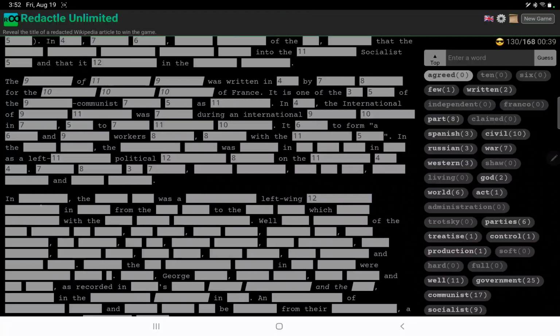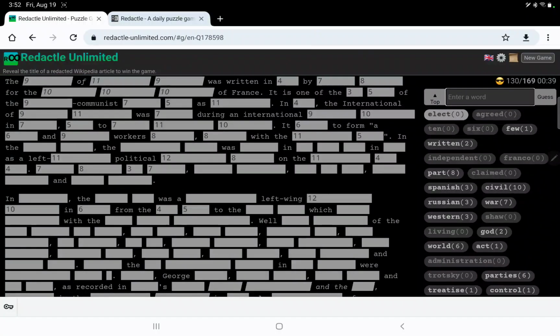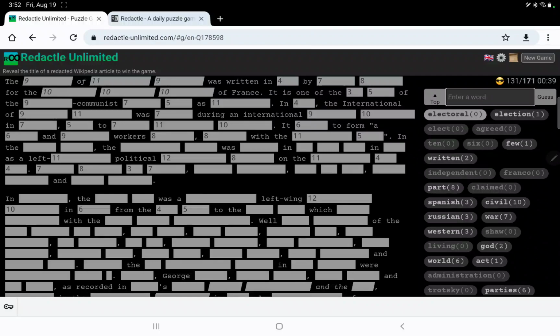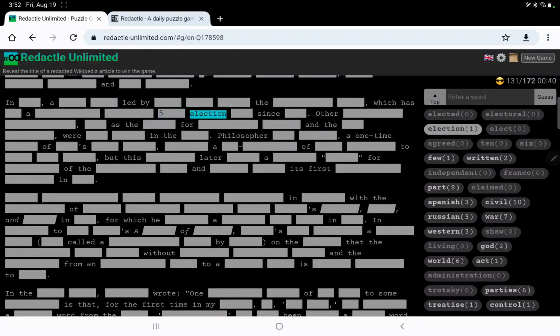Left wing 12. Well, let's try some elect words. Elect, election, electoral, elected. Nothing, very little about elections.